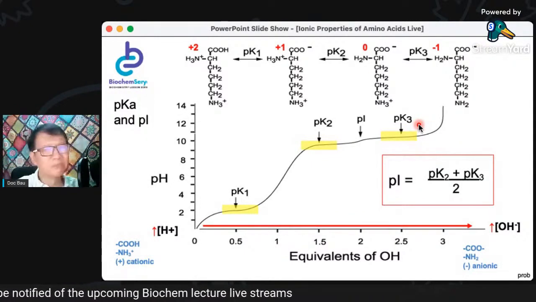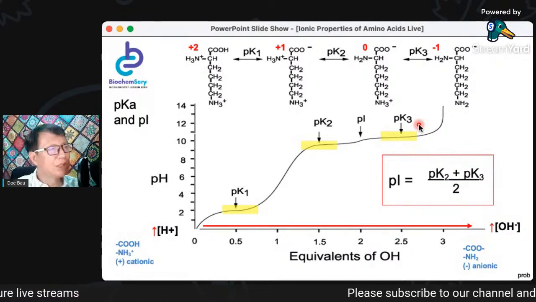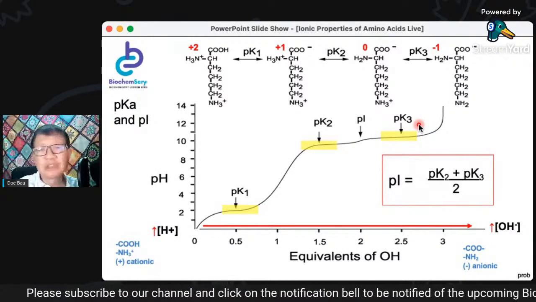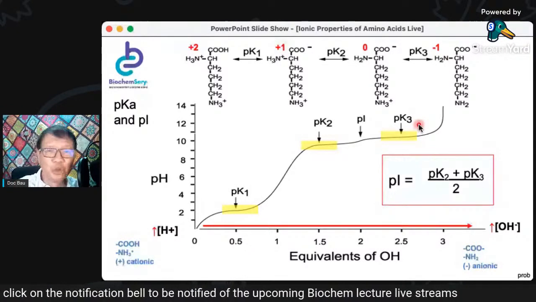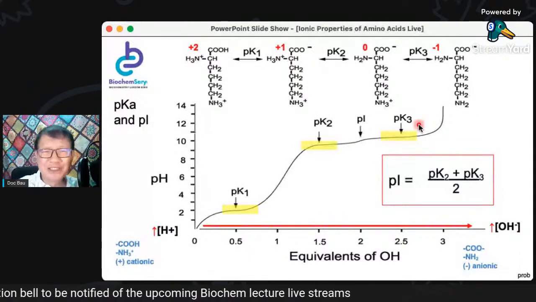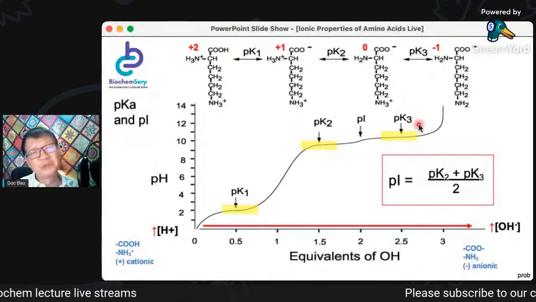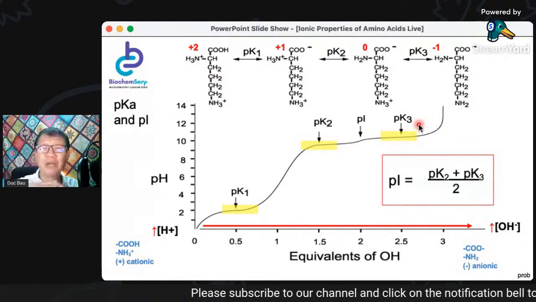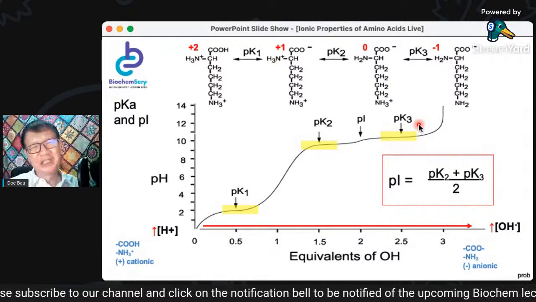Let's do some exercises. What happens if you have a peptide? I'm sure you have discussed peptide bond formation. The peptide bond is a special amide bond between the carboxyl group of one amino acid and the amino group of another amino acid. So if your alpha carboxyl and your alpha amino have participated in the peptide bond, they no longer contribute to the ionic properties of your peptide.